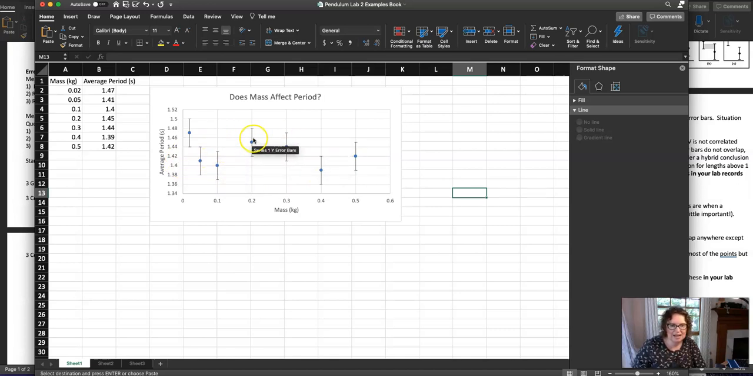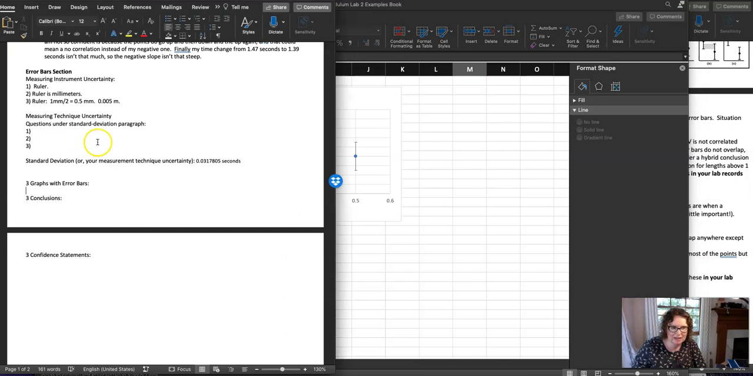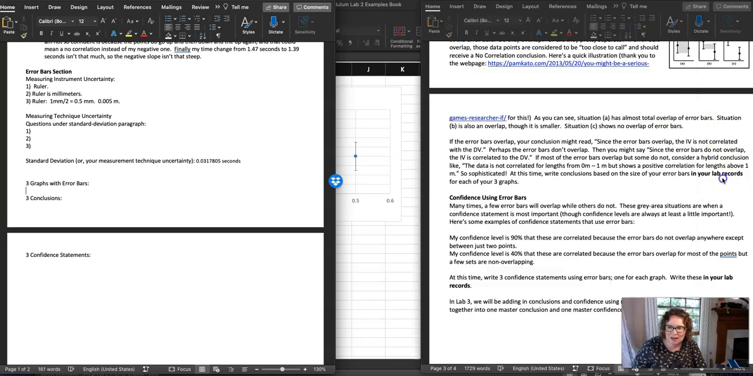It looks like the last 1, 2, 3, 4, 5, 6, all of these overlap with each other, and half of them overlap with the first one. So I'm actually seeing a lot of overlap. And if you see a lot of overlap, that means that those points are not going to be correlated. So let's take a look at what we're up to here.